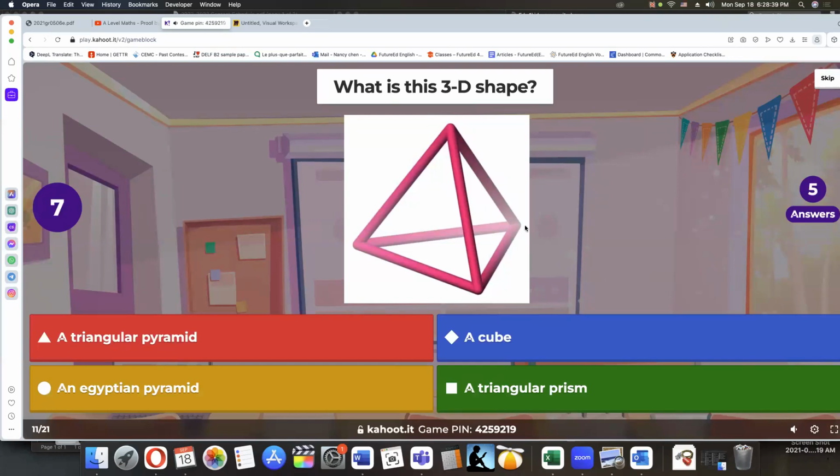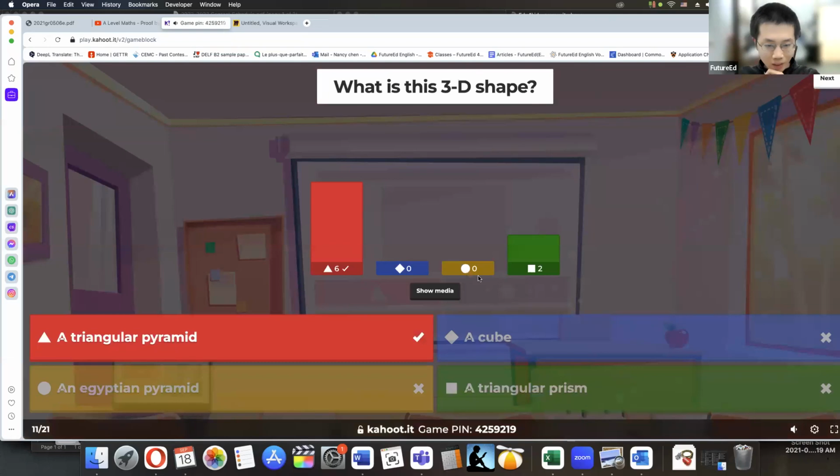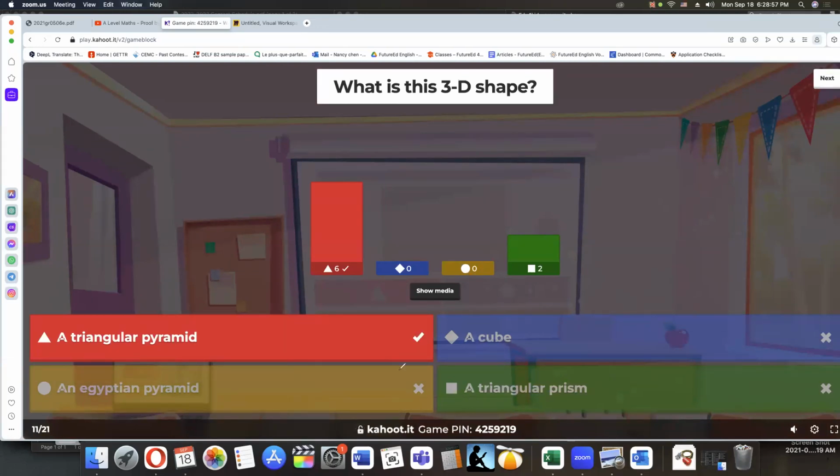I pressed it wrong. Uh-oh. How do you know you pressed it wrong? I got it right. You got it right. So I thought it was a triangular prism. Oh, you thought it was a triangular prism. I think someone else also thought it was a triangular prism.